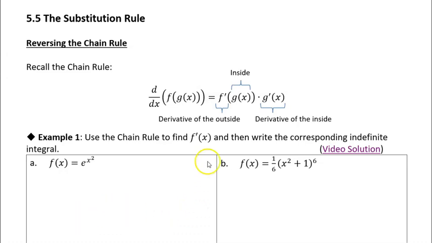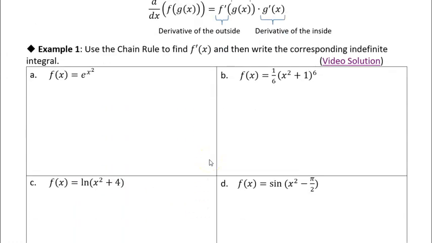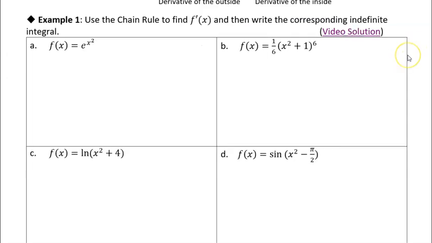So let's practice that technique here with example 1. We're asked to use the chain rule to find the derivative and then write the corresponding indefinite integral. Okay, so if we know the derivative of a function, then we can find the antiderivative. That's what we're getting at here. All right, so this first one we have e to the x squared. Now with this function, the outside function is e to a power, and then inside that we have x squared. So our inside function is x squared.